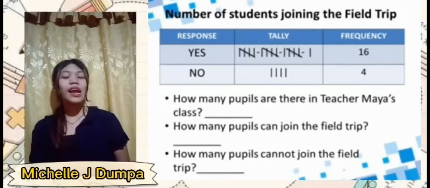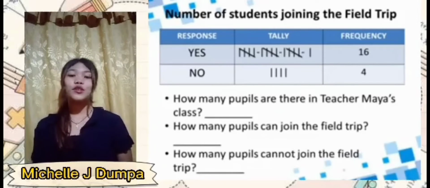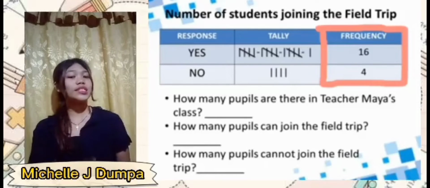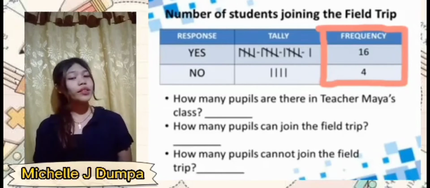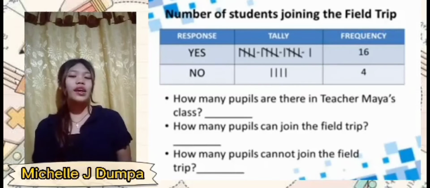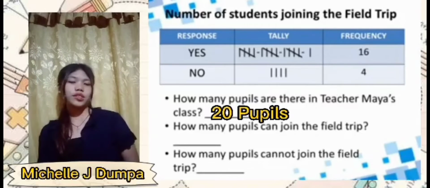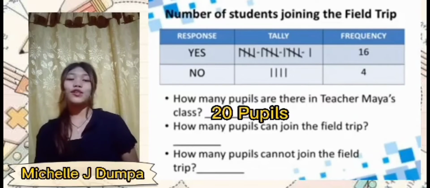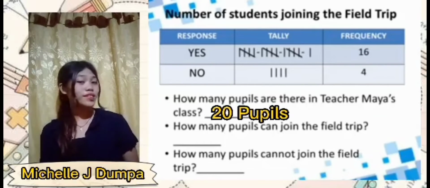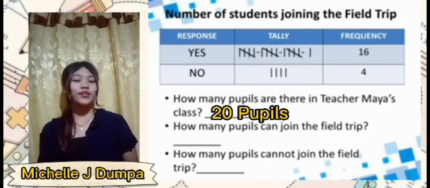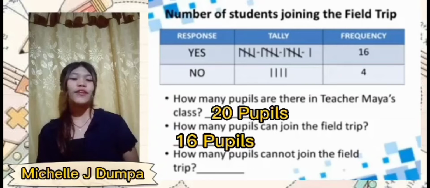The first one is, how many pupils are there in Teacher Maya's class? All you have to do is add the two frequencies, which is 16 plus 4 equals 20. So the answer is, we have 20 pupils in Teacher Maya's class. Second question, how many pupils can join the field trip? As you can see, the yes response is 16. So the answer is 16 pupils can join the field trip.